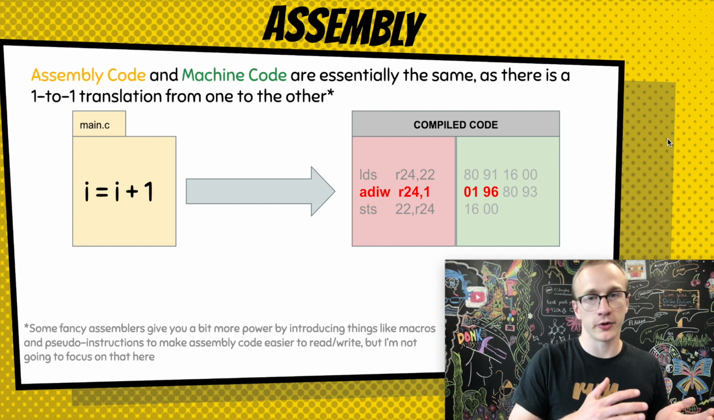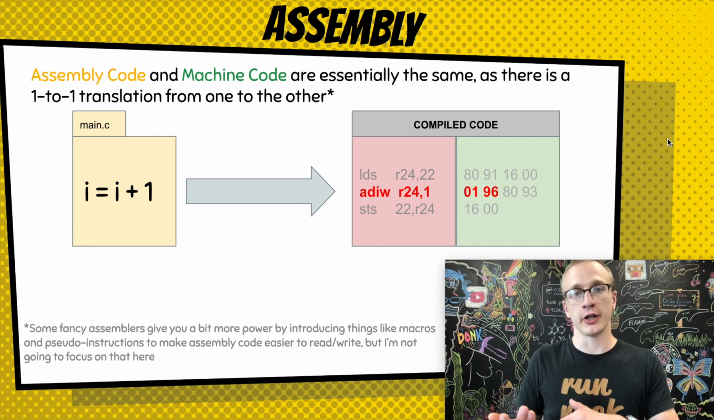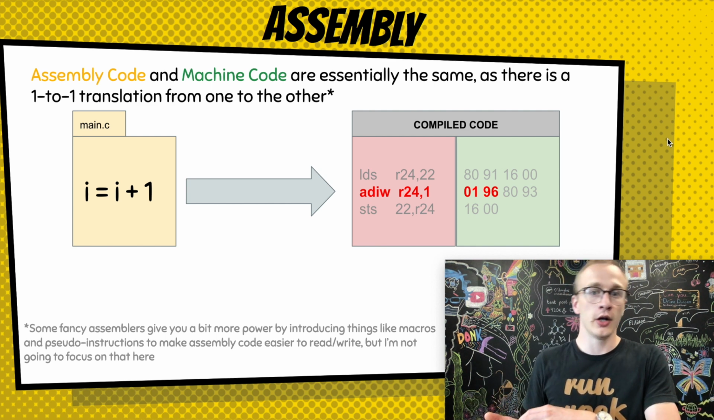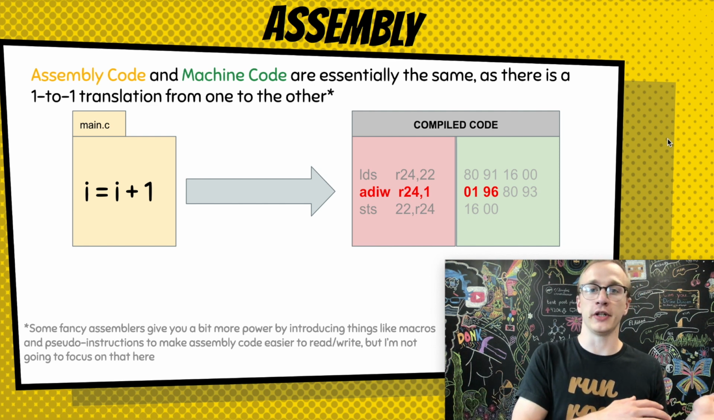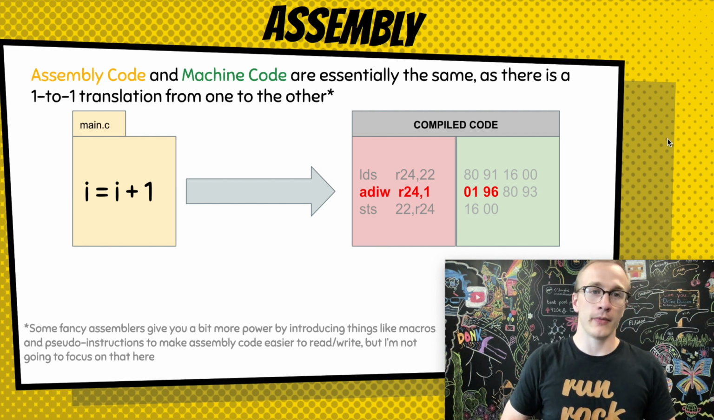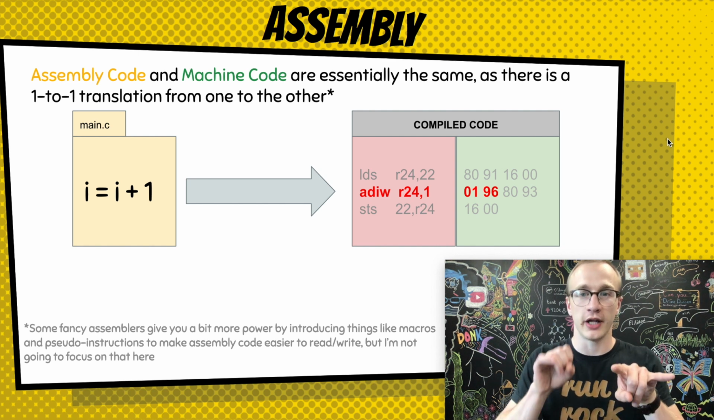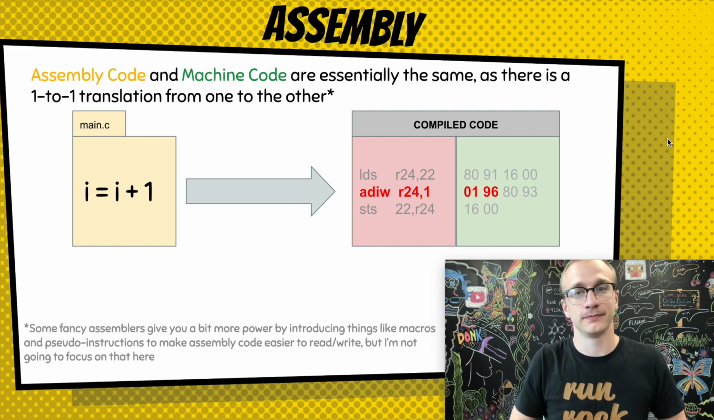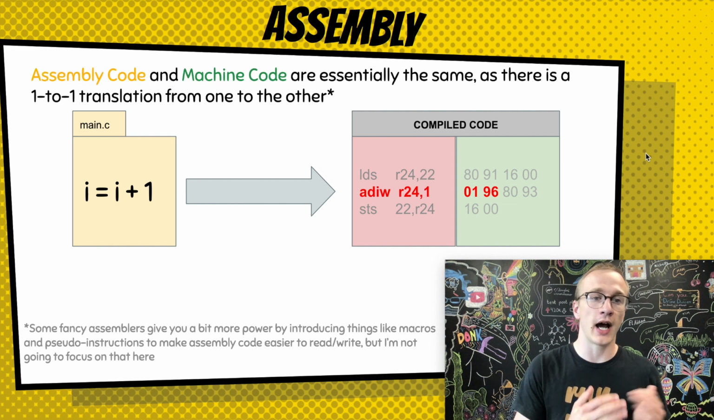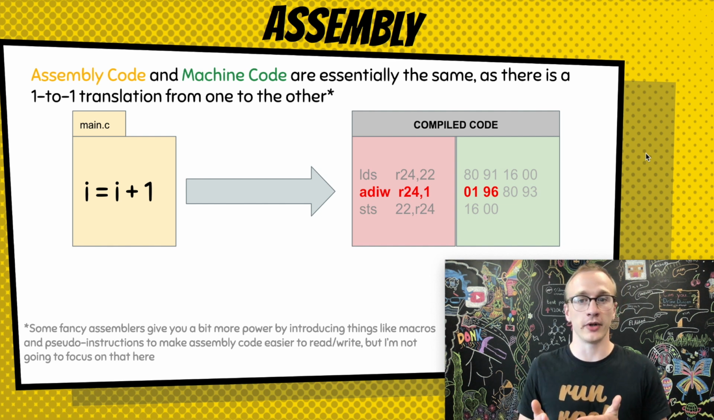Any assembly code can be directly translated into machine code, and vice versa. Machine code could be reverse compiled or reverse assembled into the assembly. Now, modern day assemblers do give you a lot of extra features that allow you to save some time when you're writing assembly code, but for the sake of this video, I'm just going to pretend that machine code and assembly are identical.